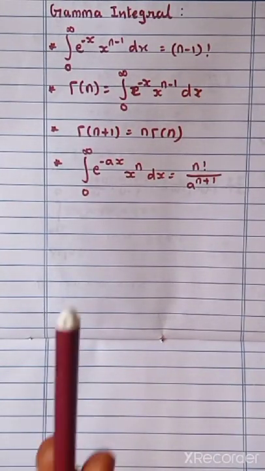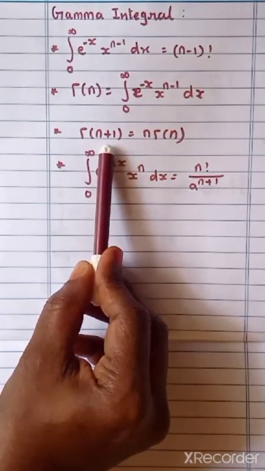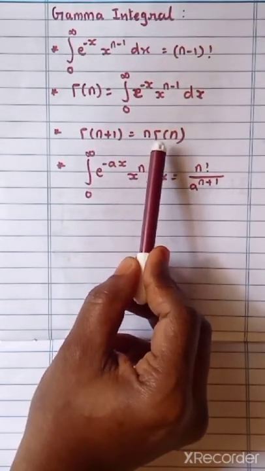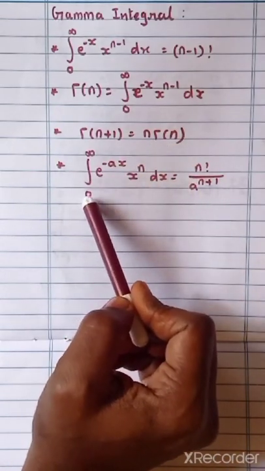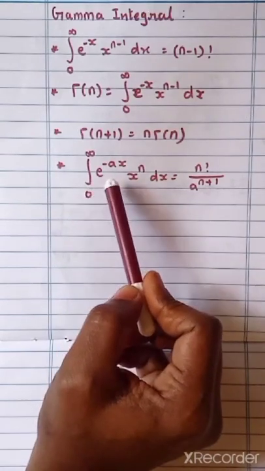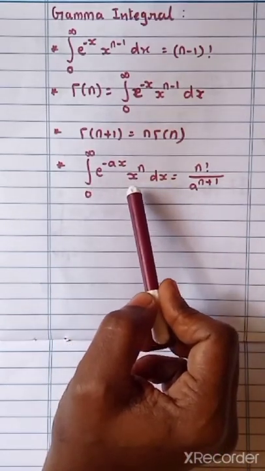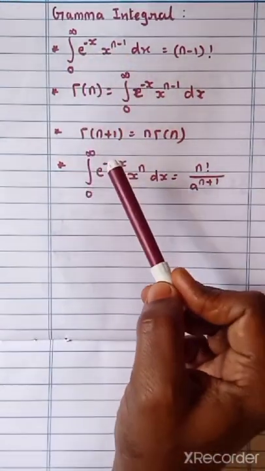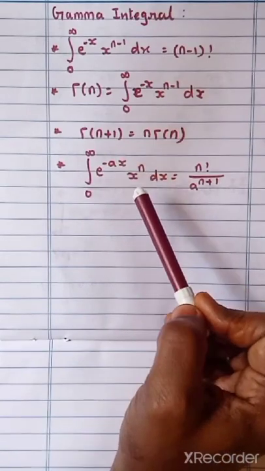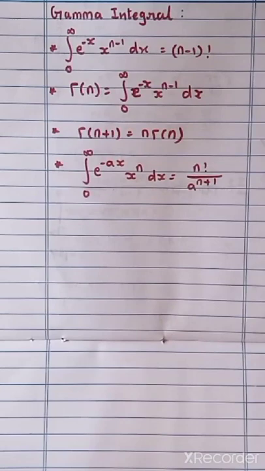And we have a property: gamma of n plus 1 equal to n into gamma of n. And another one, integral 0 to infinity e power minus ax, x power n dx equal to, see here it is e power minus x only, but here if we have e power minus ax, x power n, then the formula is n factorial by a power n plus 1. Is that clear?